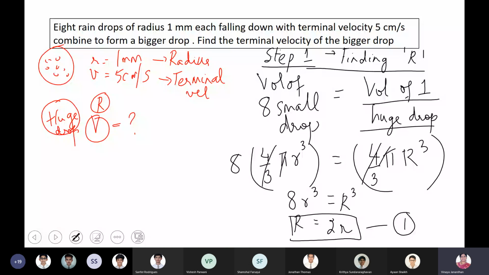So small r is the radius of the small droplet. Small v is the terminal velocity.